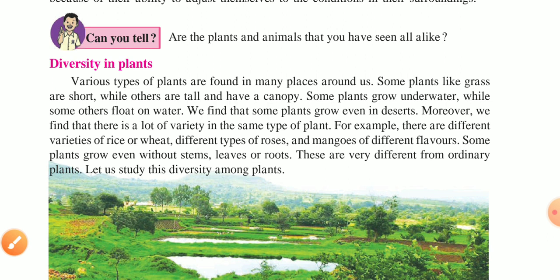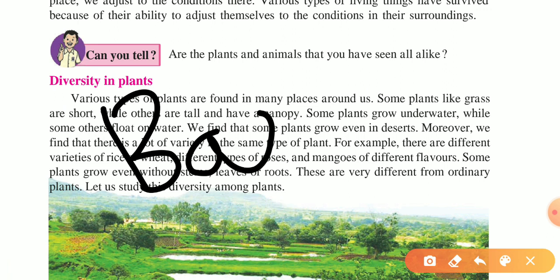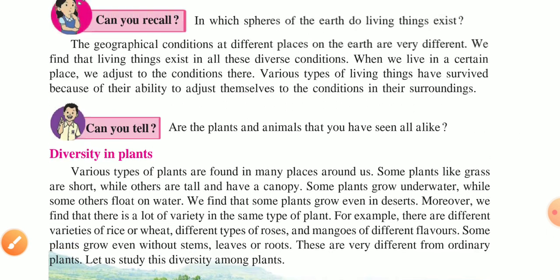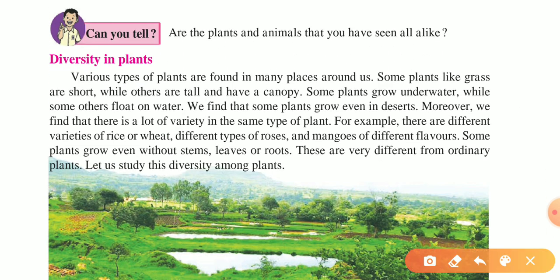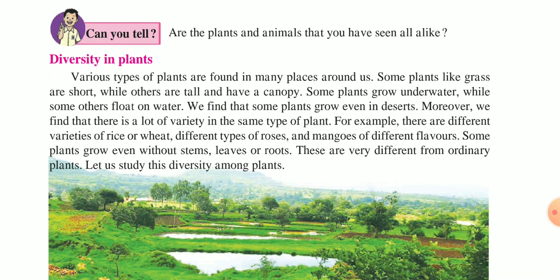Moreover, we find that there is a lot of variety in the same type of plant. For example, there are different varieties of rice. Do you know the rice varieties? Basmati, then white rice. Is there any other? Okay, basmati. Then another one, tukda rice. We can call it by lots of names. Tukda rice, like that wheat, Lokwan wheat is there.